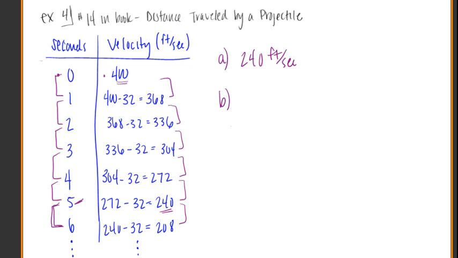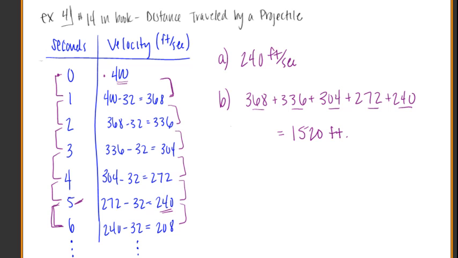Now the problem specifically asks us for a lower limit. So in this first interval, from 400 to 368, obviously the lower limit would be 368. And then the next one, it'd be 336, and then 304, and then 272, and then 240. So there's 1, 2, 3, 4, 5 numbers to represent the 5 seconds. And then if we add all that up together, we'll get 1,520 feet. So that's how high the projectile is, using a lower limit through those 5 second intervals. Okay, let's go on to the next problem.